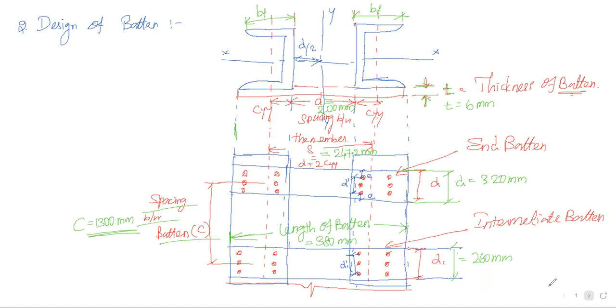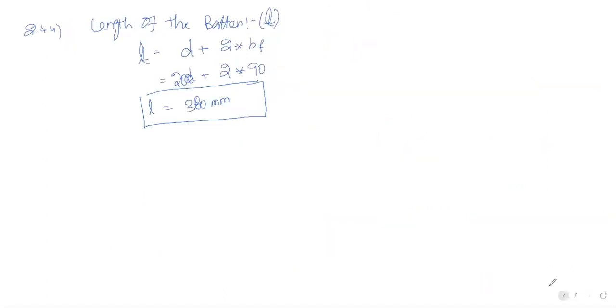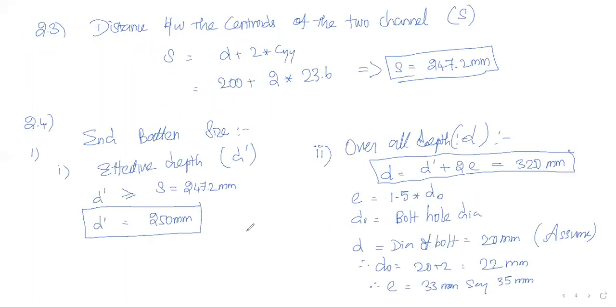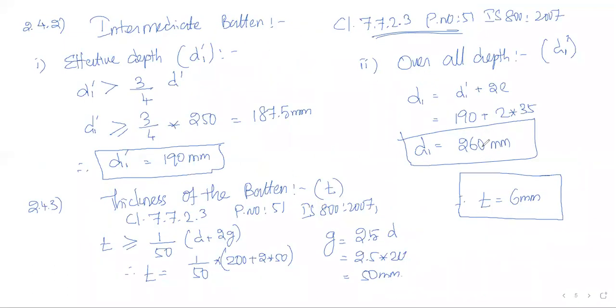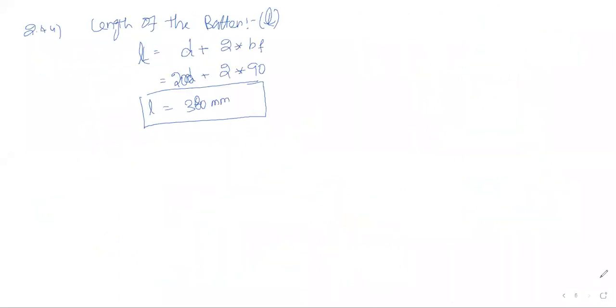Now the size of the battens has been arrived at such that the length is 380 mm. If it is an end batten, then the depth is 320 mm and the thickness is 6 mm. If it is an intermediate batten, then the depth is 260 mm, the thickness is 6 mm and the length is 380 mm. So this is how our design of batten goes.